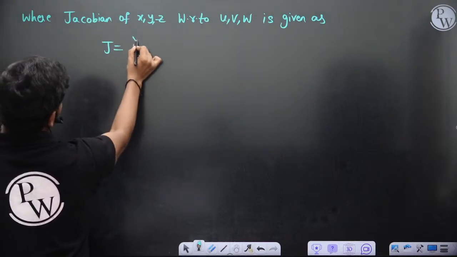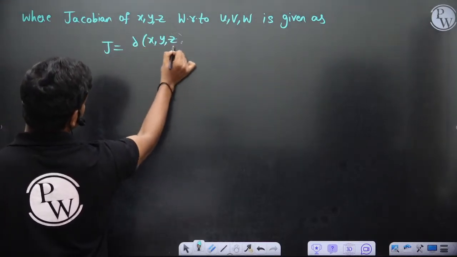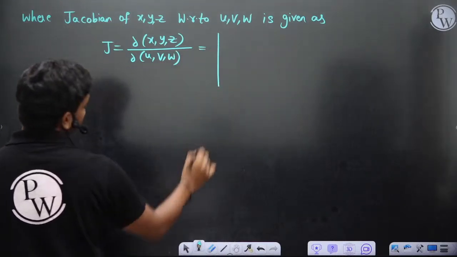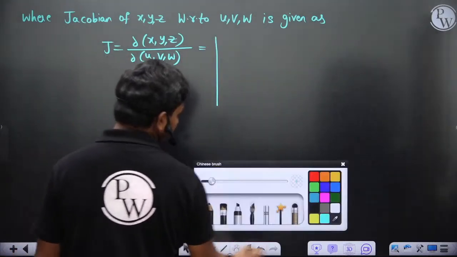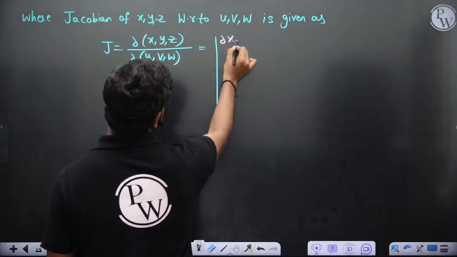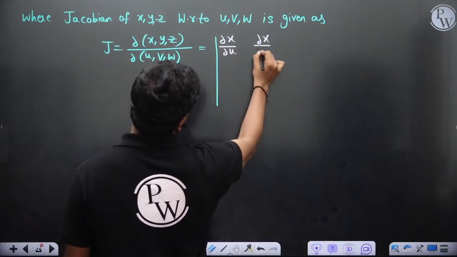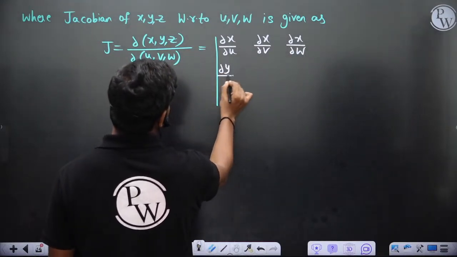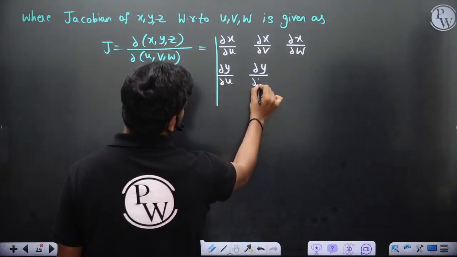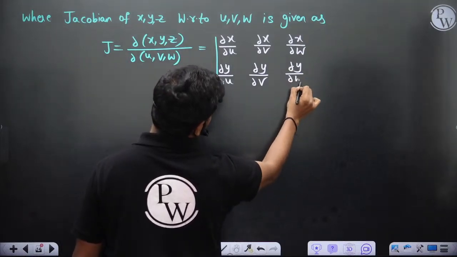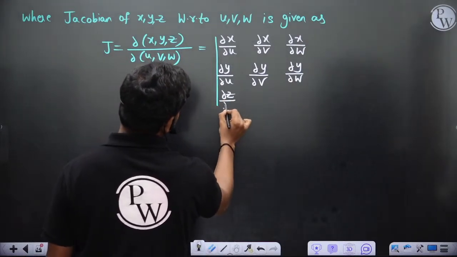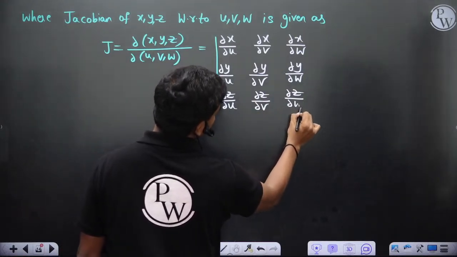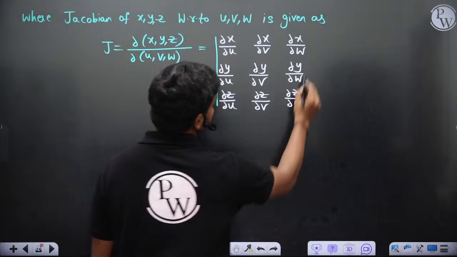J is equal to dou of x, y, z by dou of u, v, w, and this is equal to the determinant of: dou x by dou u, dou x by dou v, dou x by dou w; dou y by dou u, dou y by dou v, dou y by dou w; dou z by dou u, dou z by dou v, dou z by dou w. So this is the Jacobian.